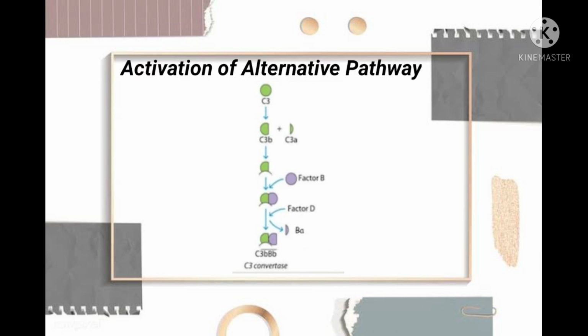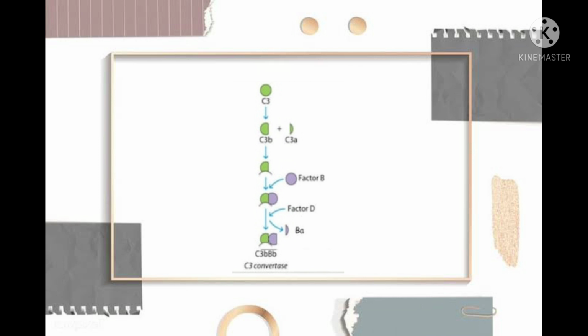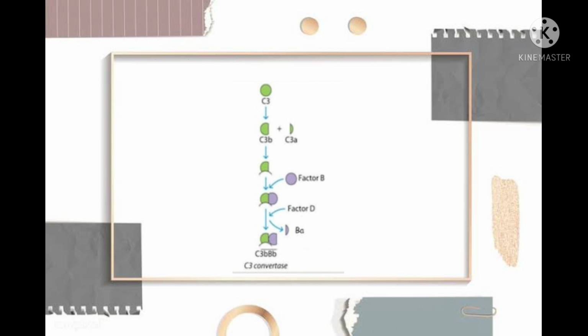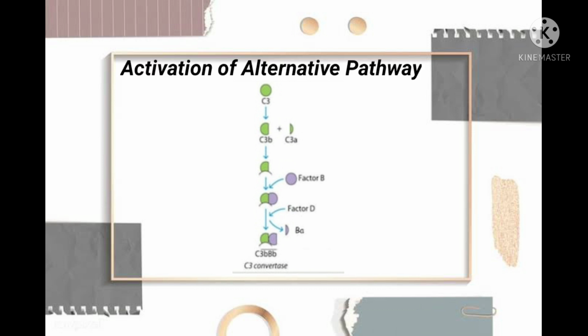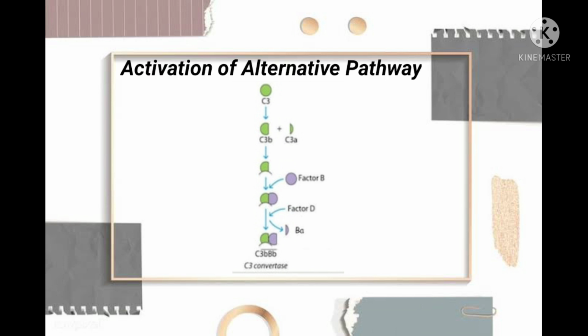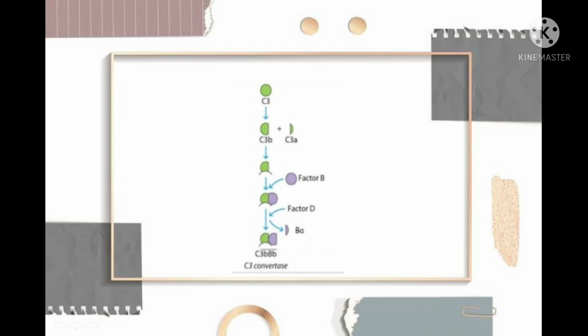Let me then explain the activation of the alternative pathway. C3 contains an unstable thioester bond. This unstable bond makes C3 subject to slow spontaneous hydrolysis to C3b and C3a. The C3b is able to bind to foreign surface antigens. The mammalian cells contain sialic acid, which inactivates C3b.